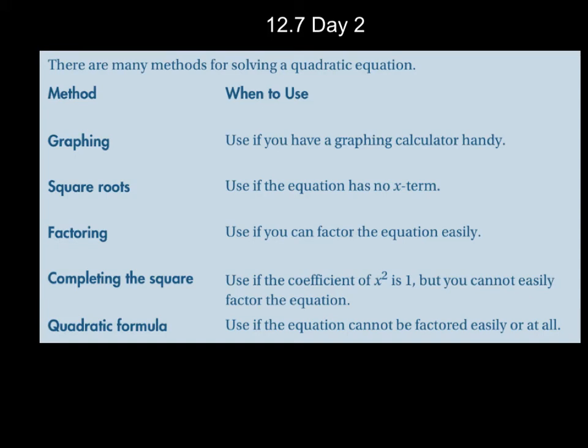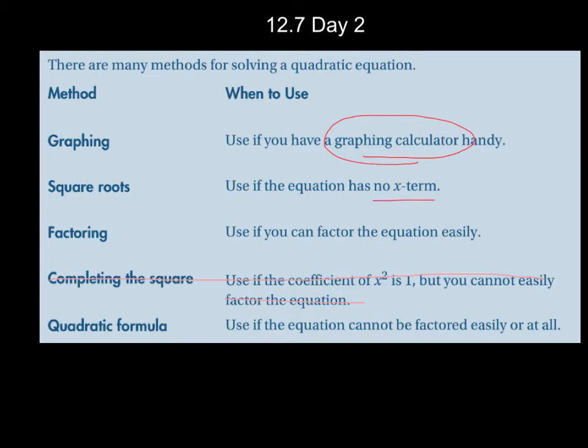Okay, so to pick up where we left off yesterday in the notes, talking about the different methods that we found for solving quadratics and which ones are the best ones to use. Remember at this point, we have not covered completing the square, so that's not an option. But as far as the other ones go, the only time that we would use graphing is if we have a graphing calculator handy and we're comfortable with that.